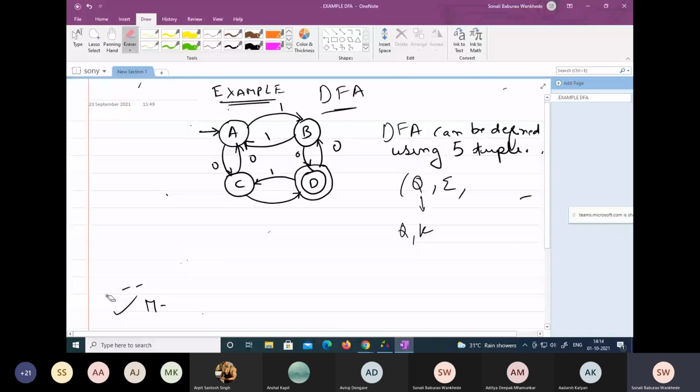Now, this example we had taken. What's remaining now? Q, sigma, delta, Q naught, and F. Since it is a 5-tuple, these are my 5 values present over here. Now I will just take a quick example so that you can understand it in a better way. Just draw one state diagram. This is a question, question number 1. Draw the state diagram.